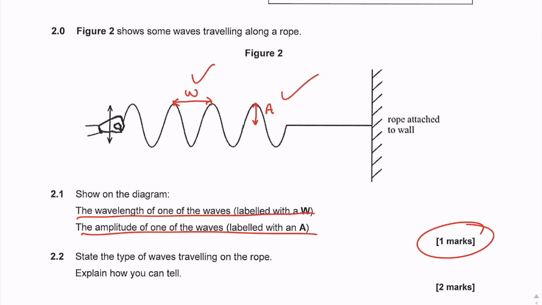Loads of you have got the amplitude going all the way down to the bottom, which is incorrect. Loads of you got the wavelength spanning maybe multiple waves. Both of that is not right, so we want to get rid of that one. We want to make sure that this is only going halfway, to the midline or the equilibrium point.